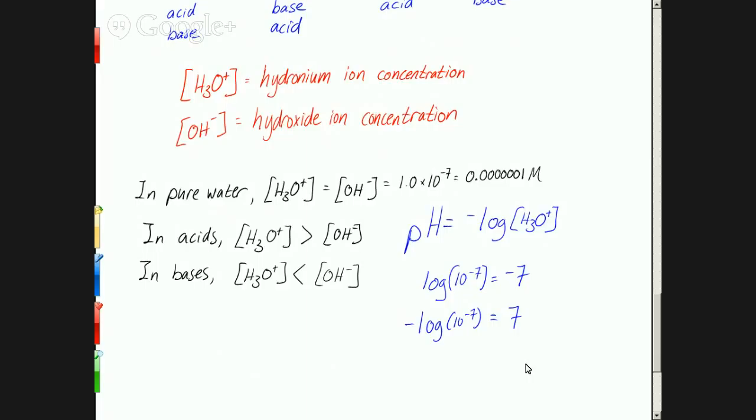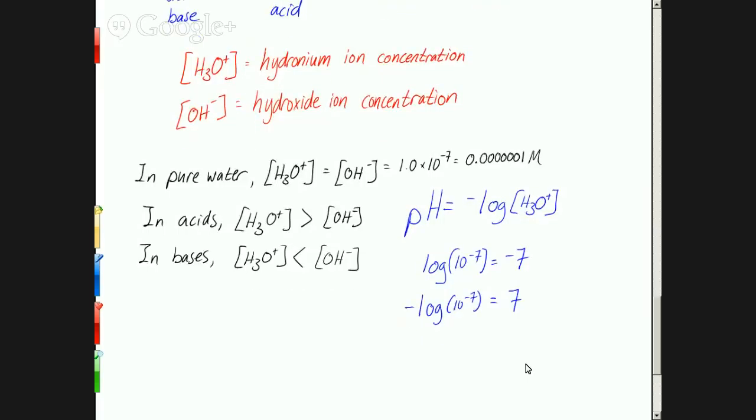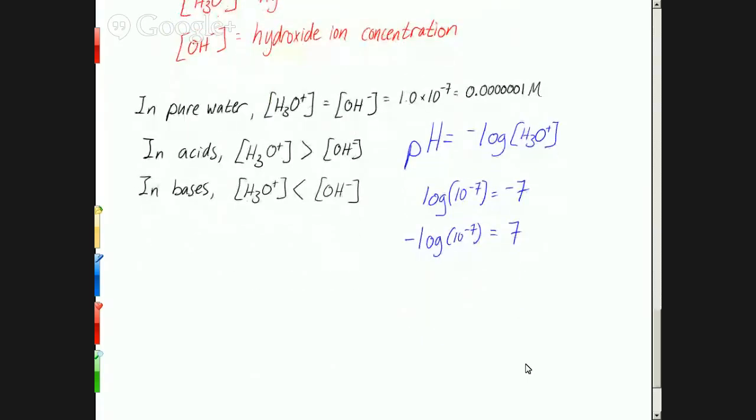All right. So where do we get some of these other numbers? Let's say we have a solution. A solution of HCl is going to have a greater hydrogen ion concentration, right? Let's say it's, just for fun, we're just going to make up a number, 1.0 times 10 to the negative 2 molar for the hydronium ion concentration.